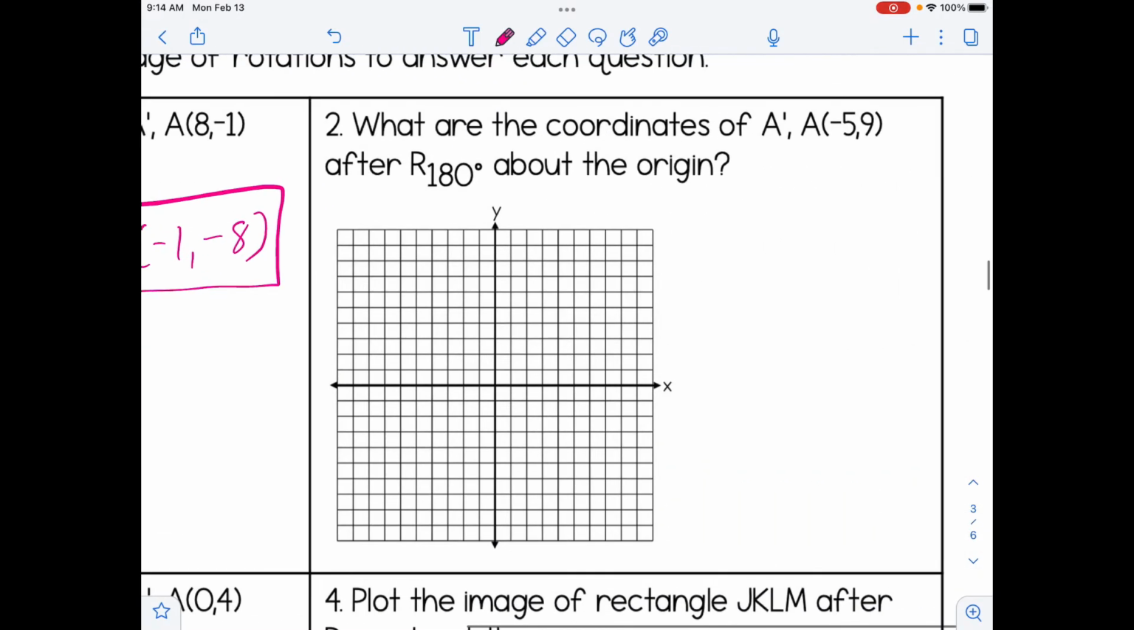All right, for the rest of these, I'm going to do them using the shortcut rule. So for 2, -5, 9 becomes +5, -9. We are going to negate our values when we do a rotation of 180 degrees. And I will show you the check here that if I plot A and if I plot A prime, I did move 2 quadrants over in a counterclockwise direction.